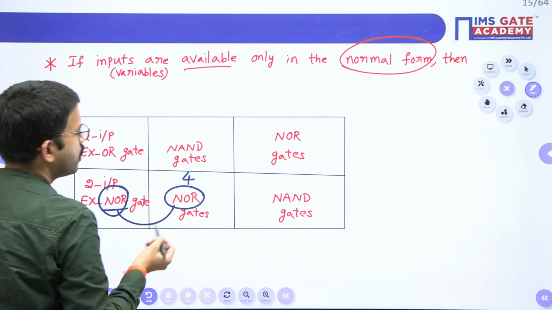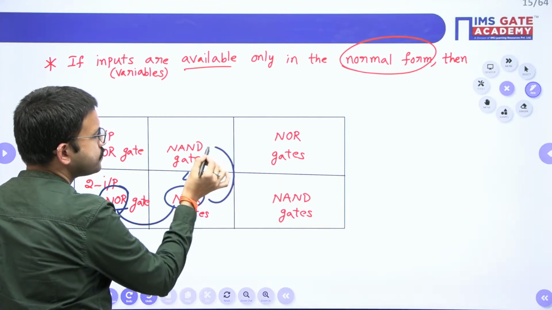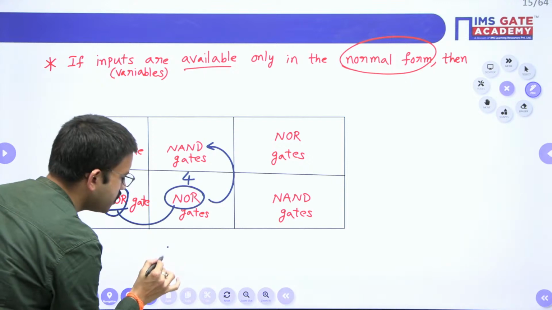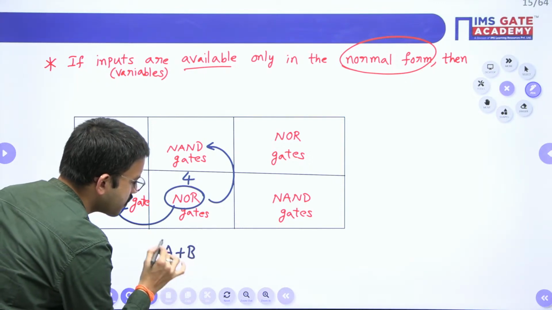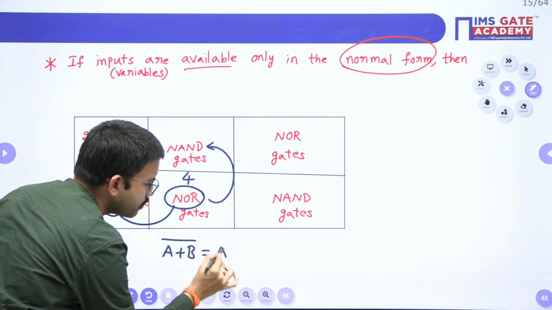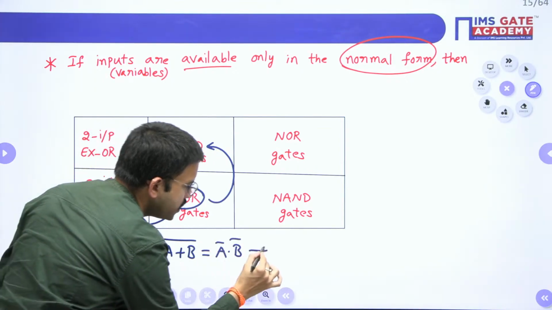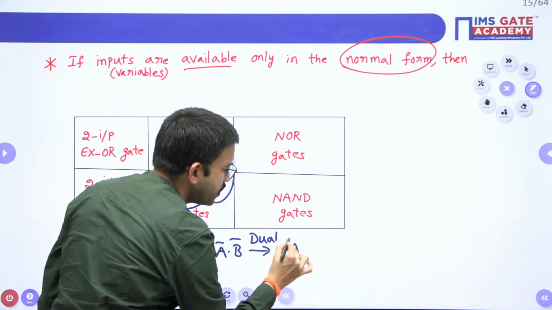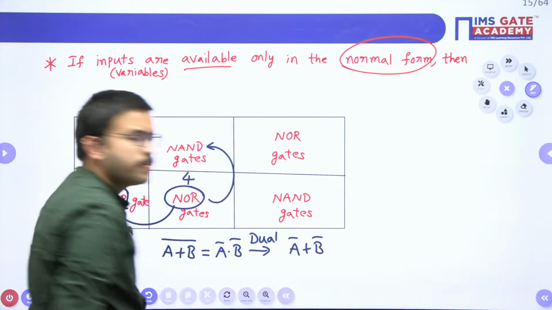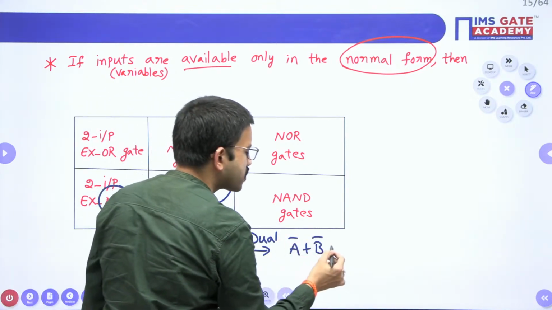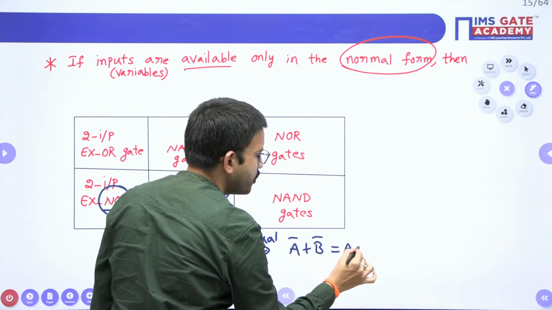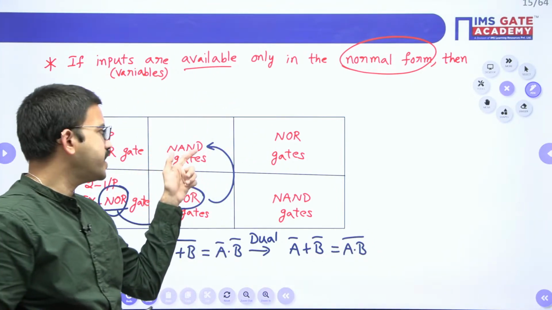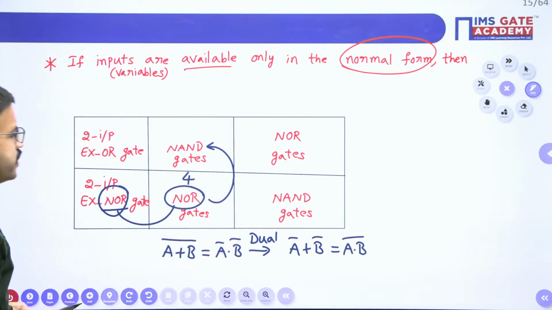Now, what is the dual of the NOR gate? The dual of the NOR gate is the NAND gate. Yes or no? NOR gate means A plus B whole bar, which is nothing but A bar B bar. If you apply the dual to that, A bar B bar dual is A bar plus B bar. By using De Morgan's law, we can write this as AB whole bar. So the NAND gate and NOR gate are dual to each other, just like the AND gate and OR gate are dual to each other.